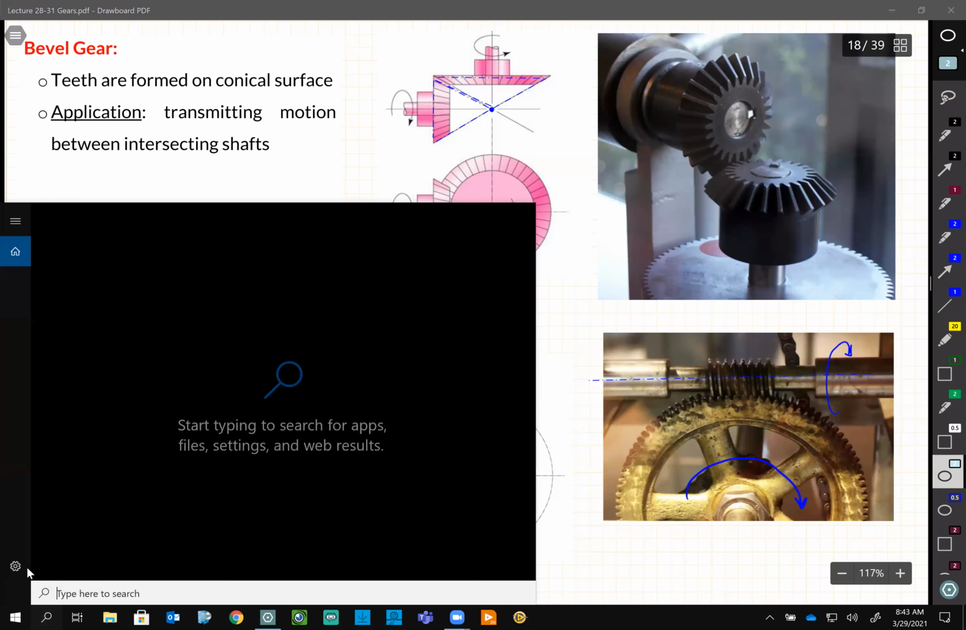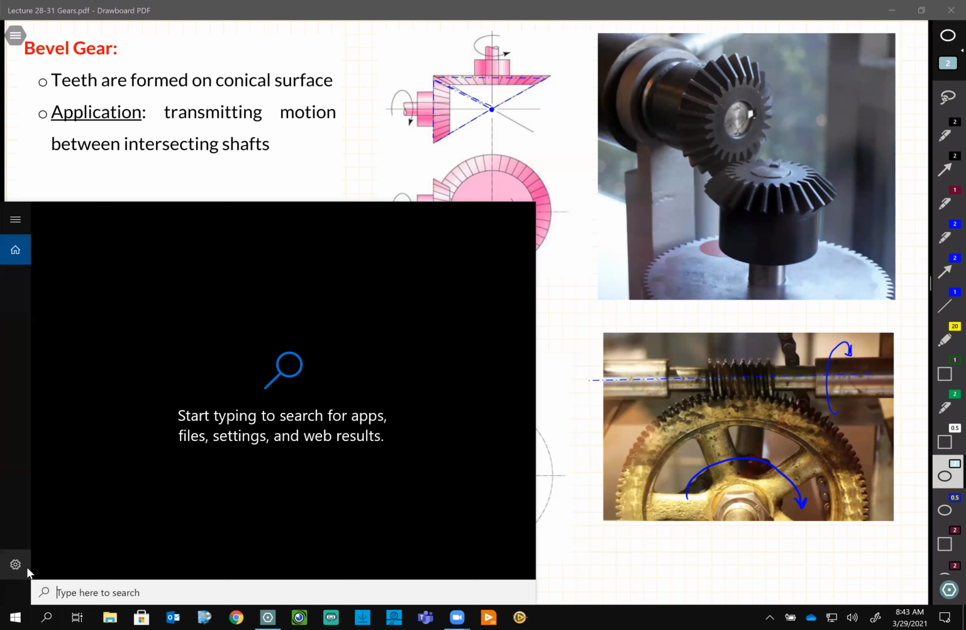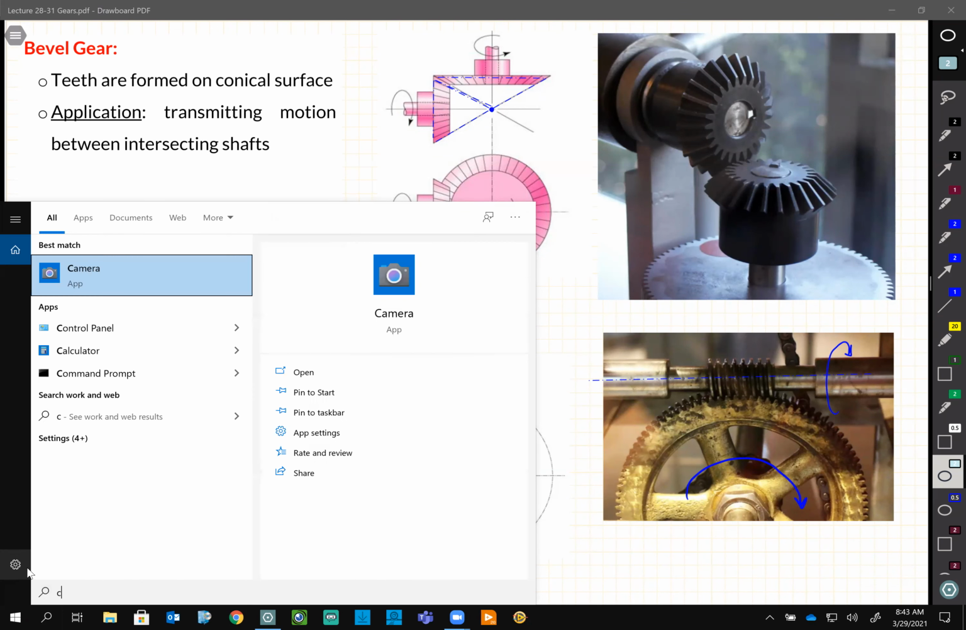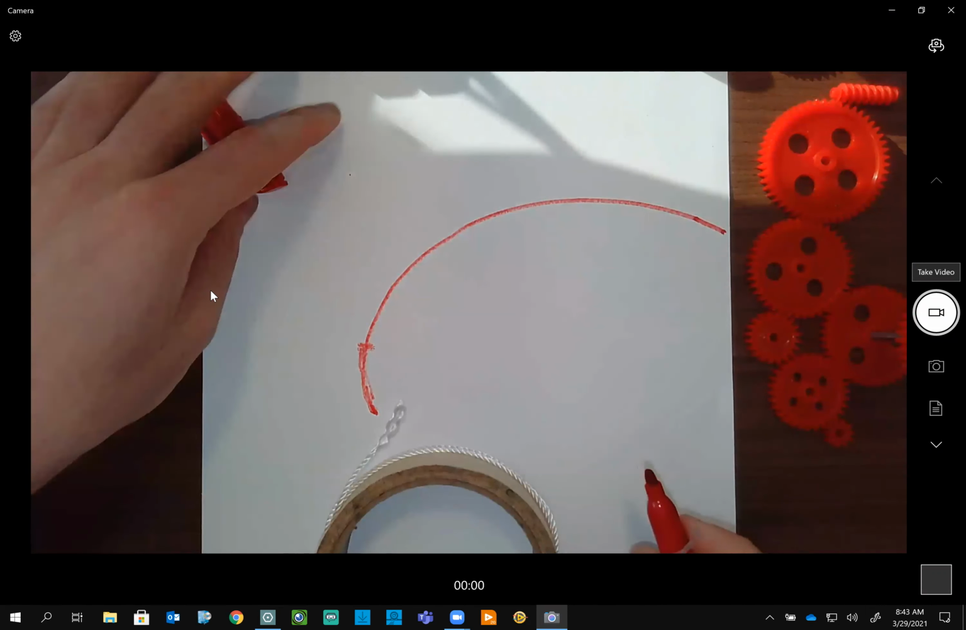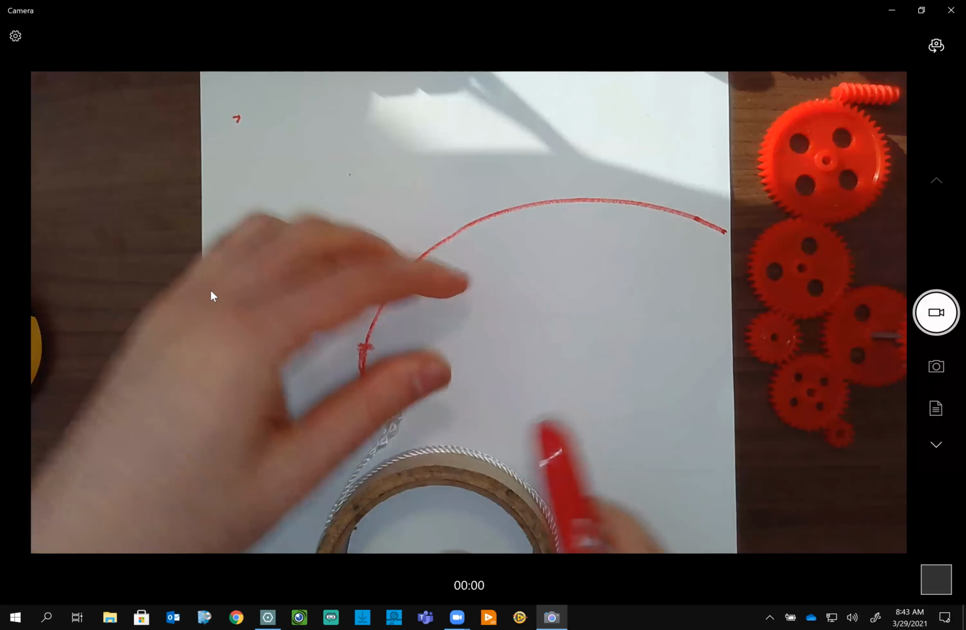Let's see again if I can get to my camera. So many things going on when teaching online. Lots of things here. Okay, so let's get rid of these involute.